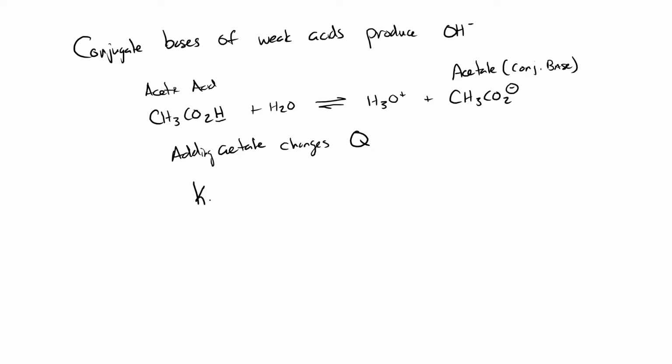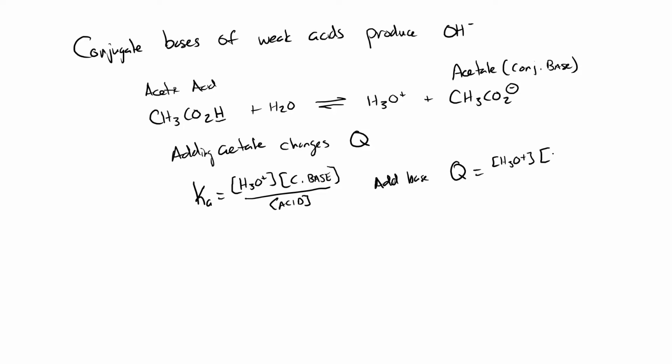So what's our equilibrium constant? Ka equals the concentration of H3O plus times the concentration of the conjugate base, all divided by the concentration of the acid, right? So when we add base, now we can look at Q. Q is the concentration of H3O plus times the conjugate base plus the additional conjugate base, all over the concentration of the acid.